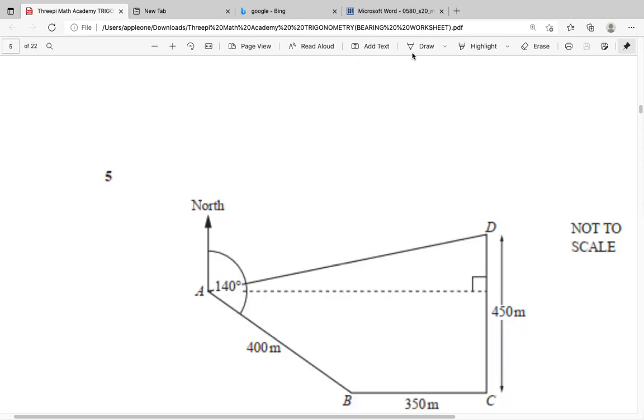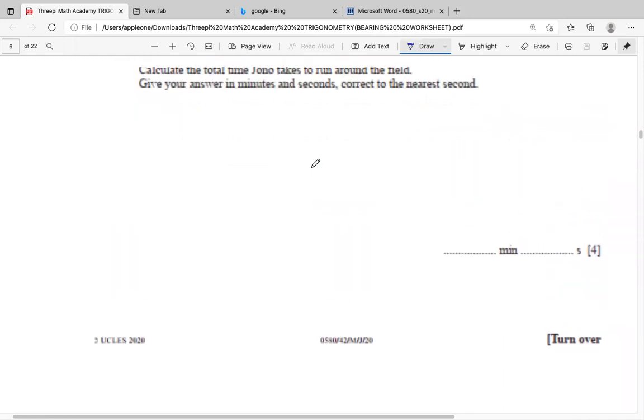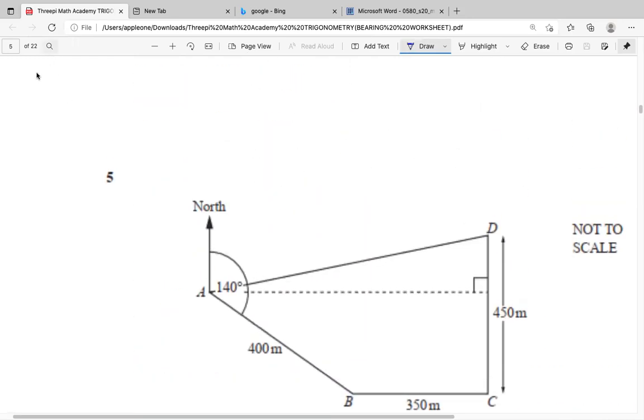Okay, this question is from the May, June 2020 paper, paper 42, question number 5. The topic is bearings.